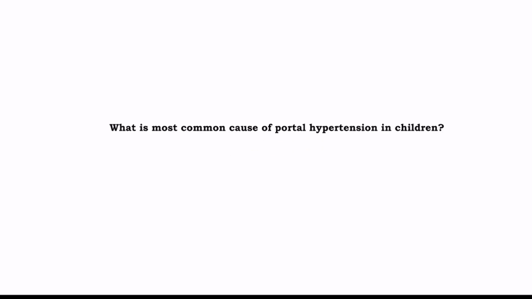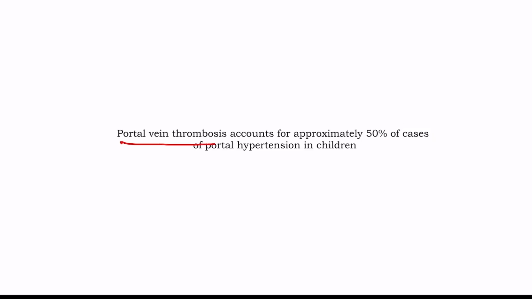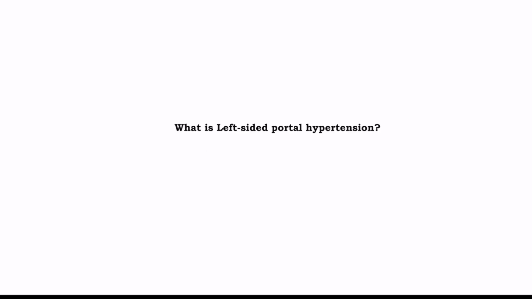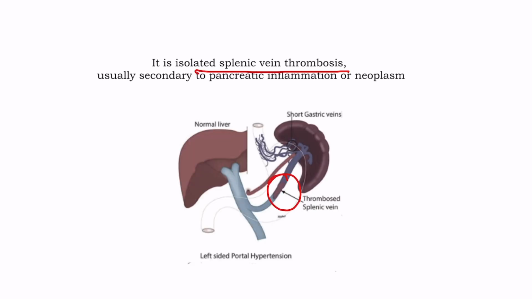What is most common cause of portal hypertension in children? Portal vein thrombosis accounts for approximately 50% of cases of portal hypertension in children. What is left-sided portal hypertension? It is isolated splenic vein thrombosis, usually secondary to pancreatic inflammation or neoplasm.